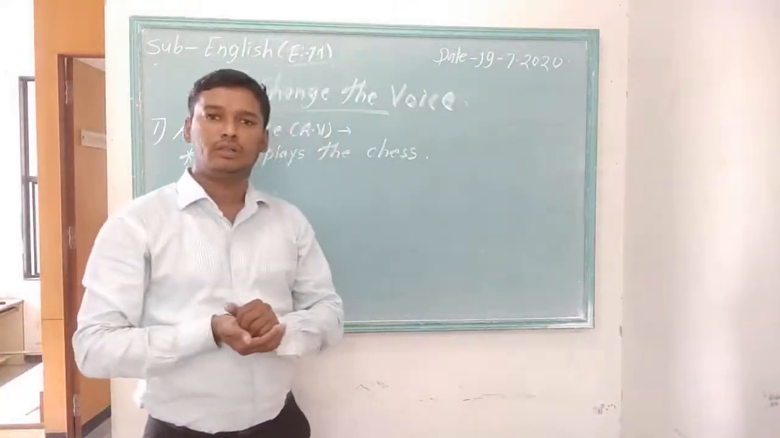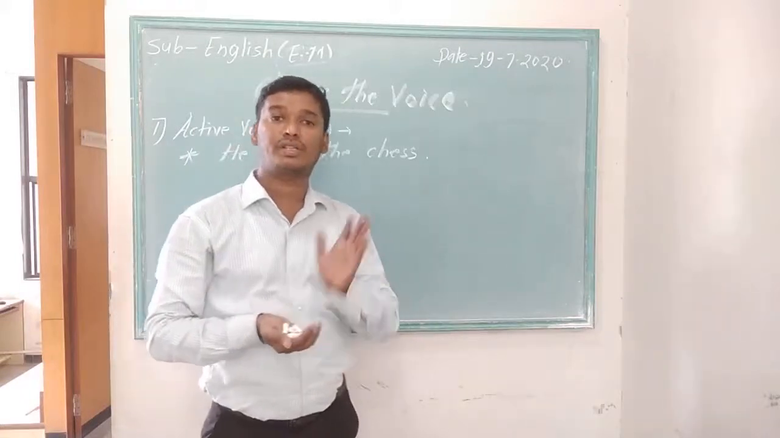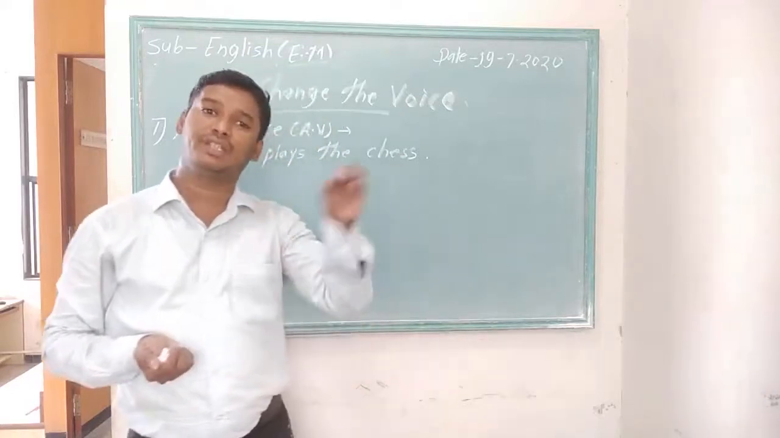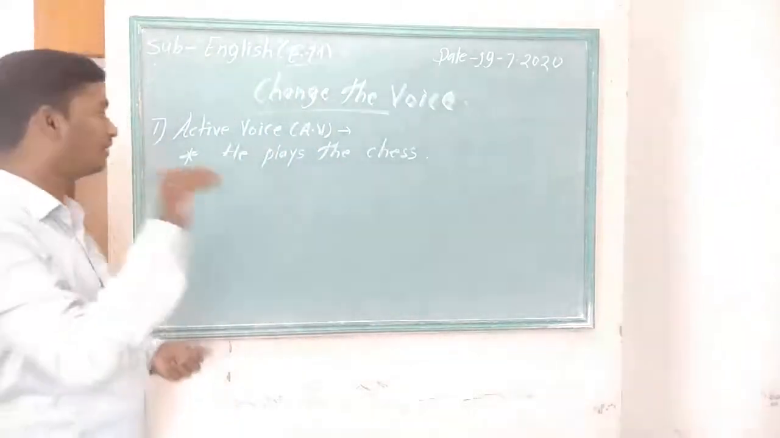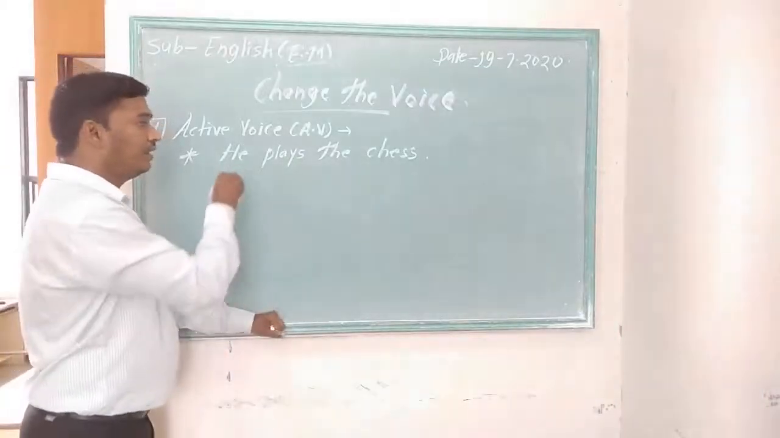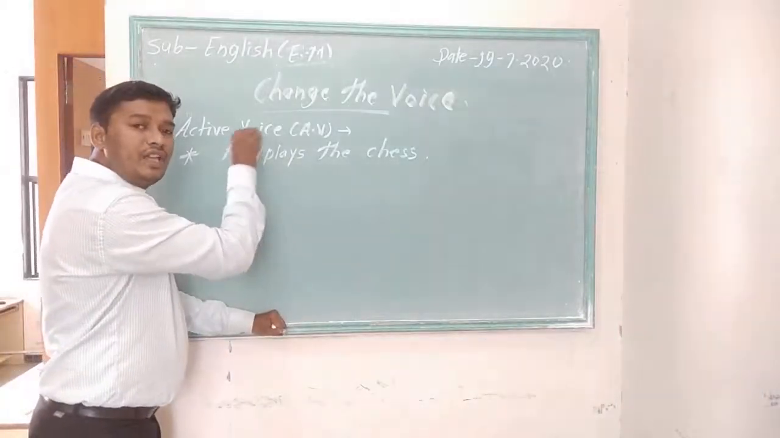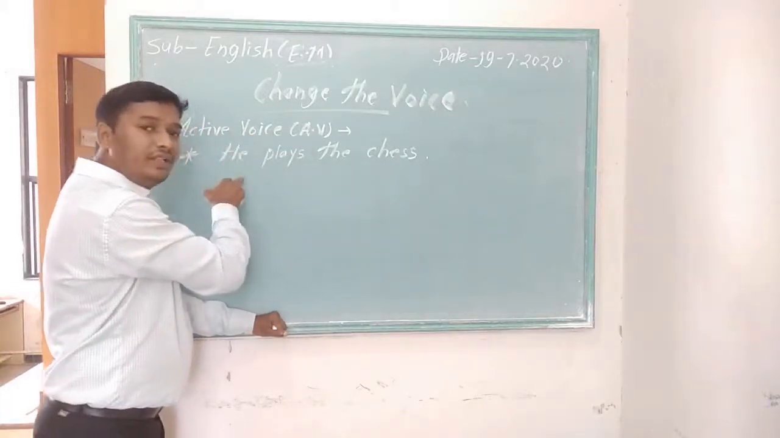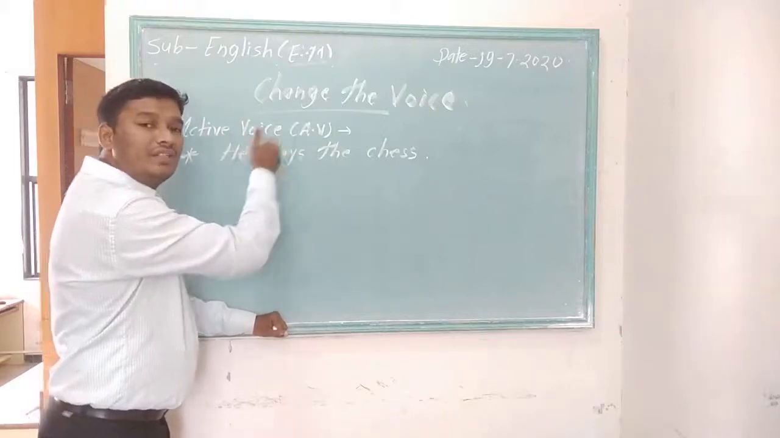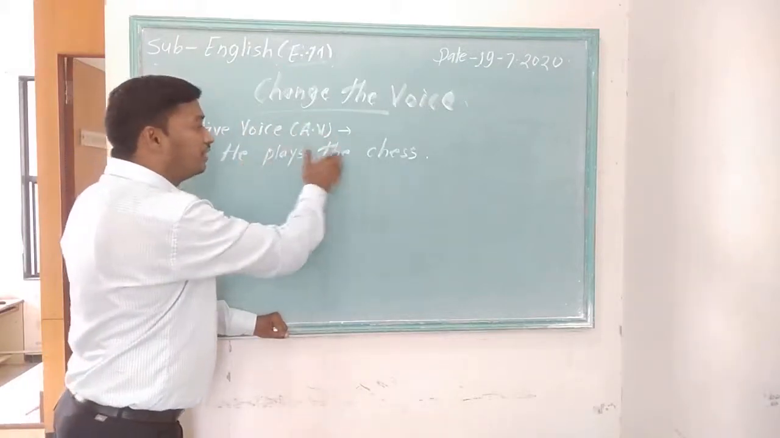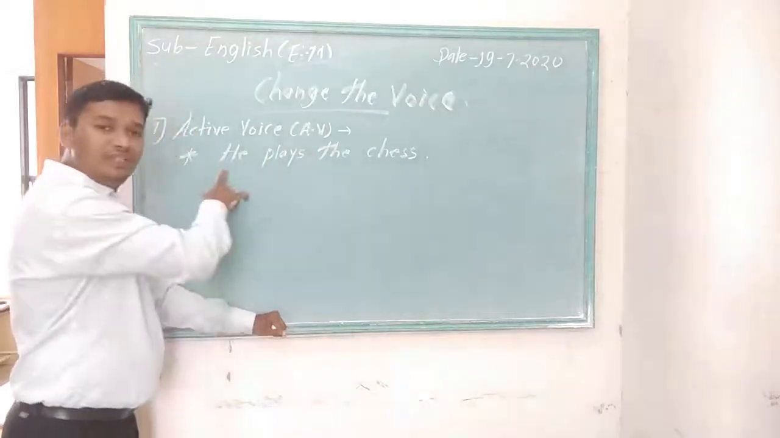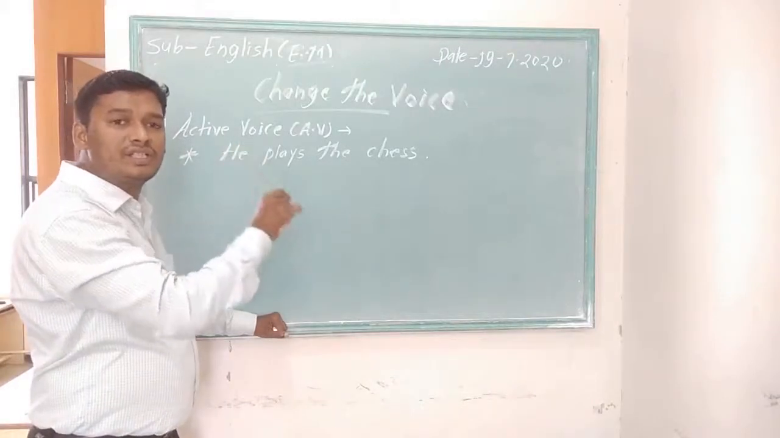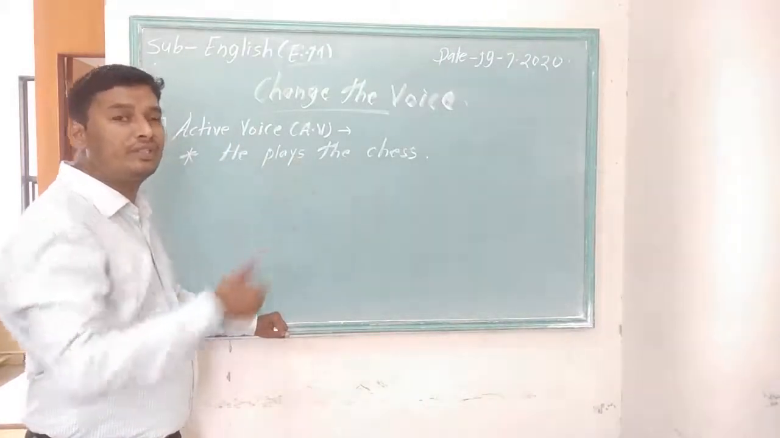Look, the sentence of active voice always starts with the subject, such a subject which does the action in the given sentence. Here, this sentence has started with 'he', and he is the doer of the action because in this sentence, this subject does the action. Which is the action? Playing the chess. Who plays the chess? He. It means an active voice sentence is started with the doer of the action, with the subject.